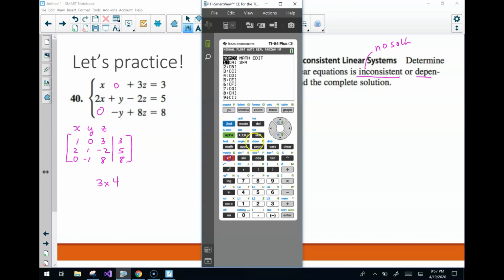Okay, second matrix edit. We'll go ahead and put that in matrix A. Our size is the same as it was before, 3 by 4, and now we're ready for our entries. 1, 0, 3, 3. Second row, 2, 1, -2, 5, 0, -1, 8, and an 8.